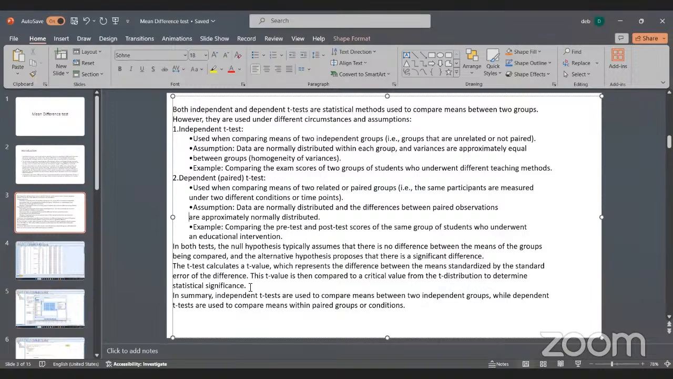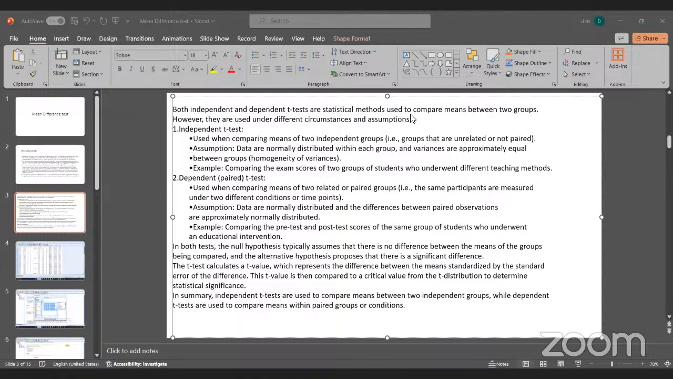Both independent and dependent t-tests are statistical methods used to compare means between two groups. However, they are used under different circumstances and assumptions. First, independent t-test. Used when comparing means of two independent groups, that is, groups that are unrelated or not paired. Assumption: data are normally distributed within each group, and variances are approximately equal between groups, that is, homogeneity of variances. Example: comparing the exam scores of two groups of students who underwent different teaching methods.